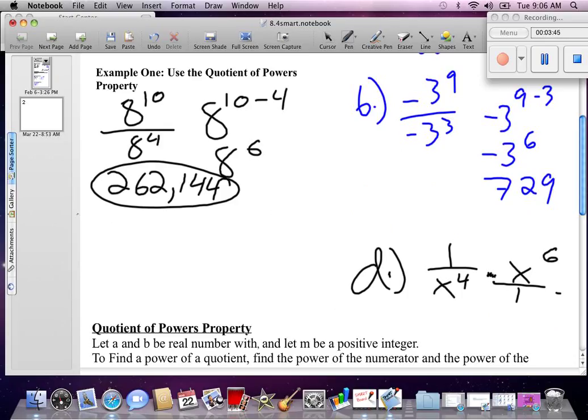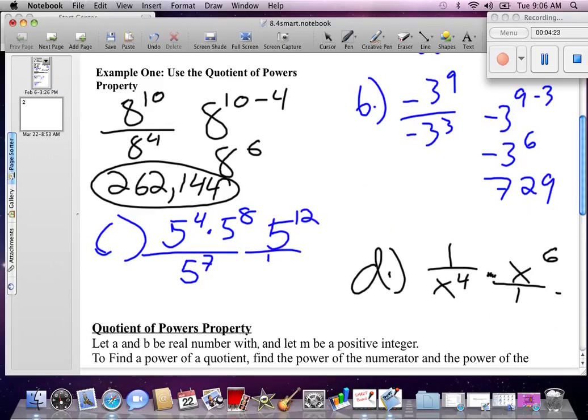All right, let's look at C. C says 5 to the 4th power times 5 to the 8th power all over 5 to the 7th power. Aaron, what's the first step I got to do here? Can we subtract right away, or do we have to do something else first with those exponents? What's going on at the top? They're being multiplied, so what are you going to have to do with those exponents? You add them. So we get 5 to the 12th over 5 to the 7th.